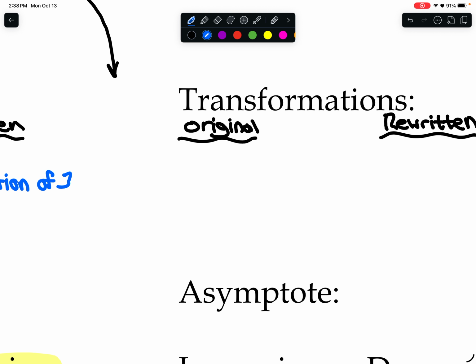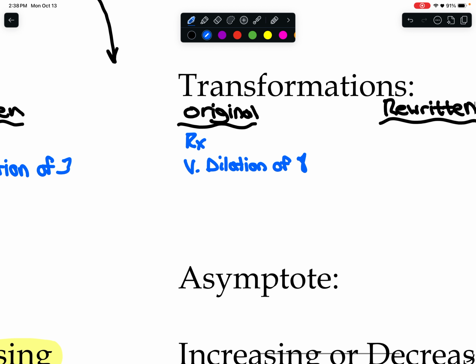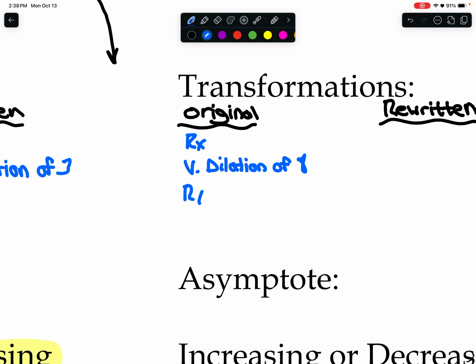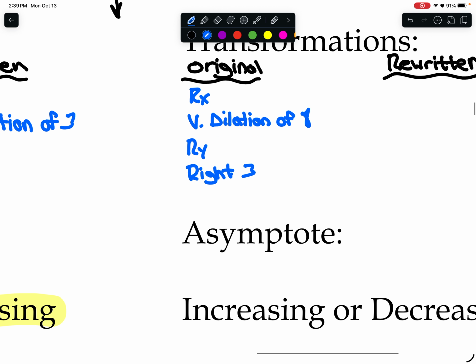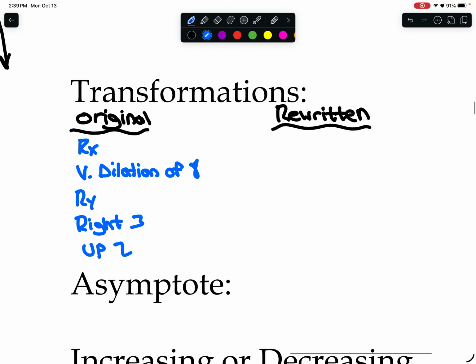All right, so I have a reflection over the x-axis, vertical dilation of 8. Then I also have a reflection over the y-axis. Then we're going to go right 3 when you factor out that negative. And then I'm also going to go up 2. So now let's rewrite.